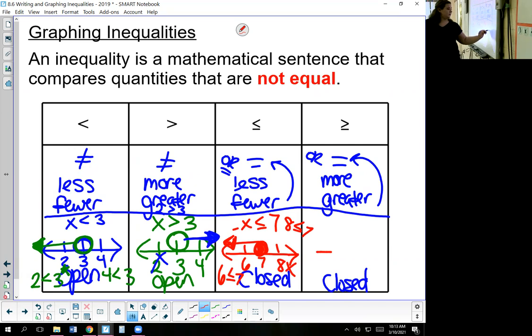Okay, same idea here. Let's think, what if I had a negative? So you got to remember your negatives here. Okay, here's -1. This would be -2. This would be 0, right?